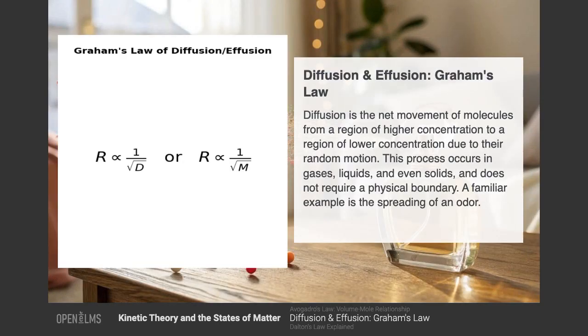Diffusion and effusion. Graham's law. Diffusion is the net movement of molecules from a region of higher concentration to a region of lower concentration due to their random motion. This process occurs in gases, liquids, and even solids, and does not require a physical boundary. A familiar example is the spreading of an odor.